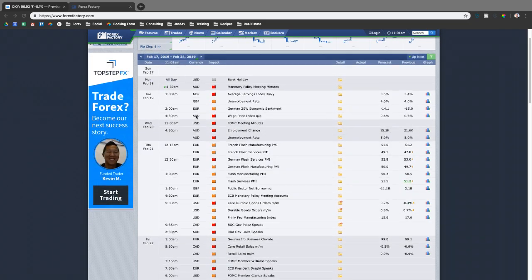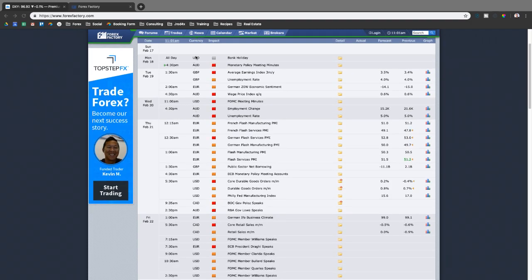We're looking at the economic calendar right now for this upcoming week. Monday is a bank holiday. It is President's Day, so not too sure whether or not the markets will be too volatile, at least for dollar index on Monday. But generally we look to trade Tuesday, Wednesday, Thursday anyways.